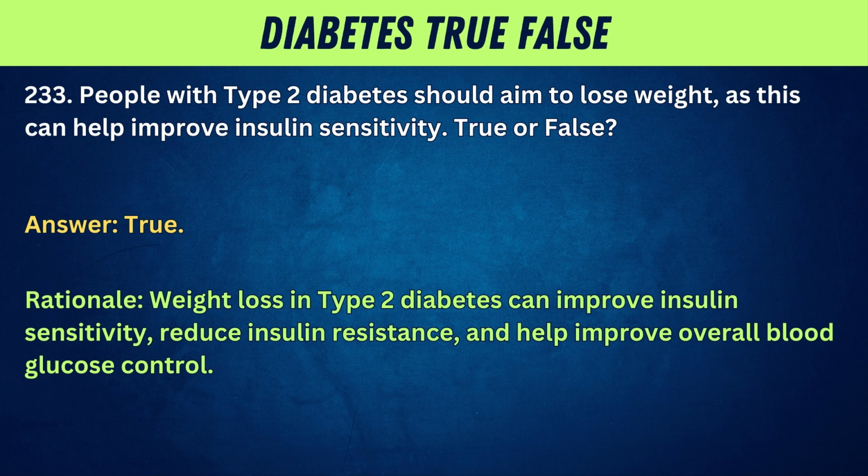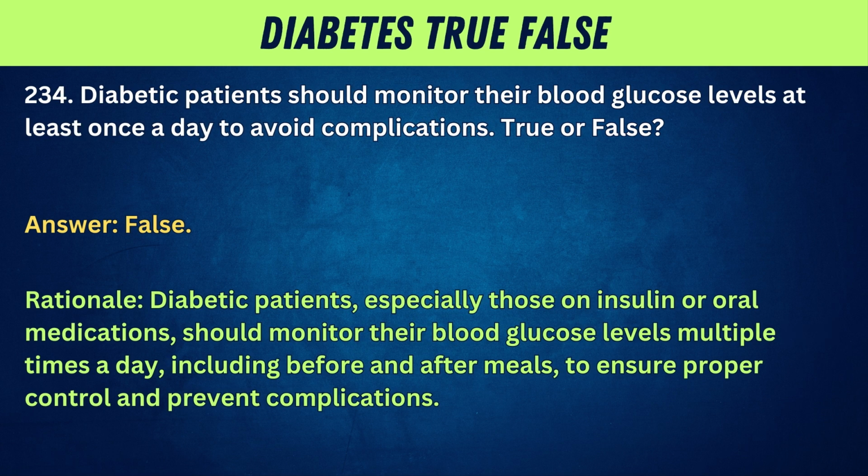233. People with type 2 diabetes should aim to lose weight, as this can help improve insulin sensitivity. True or false? Answer: true. Rationale: weight loss in type 2 diabetes can improve insulin sensitivity, reduce insulin resistance, and help improve overall blood glucose control.